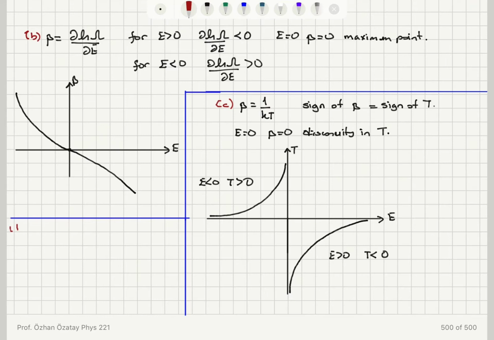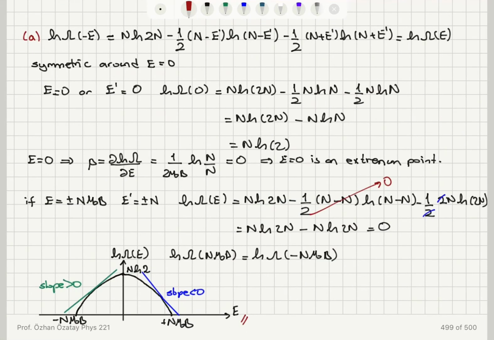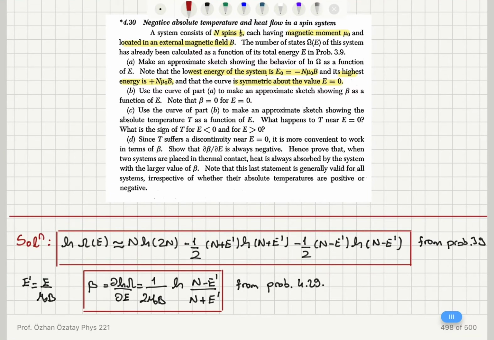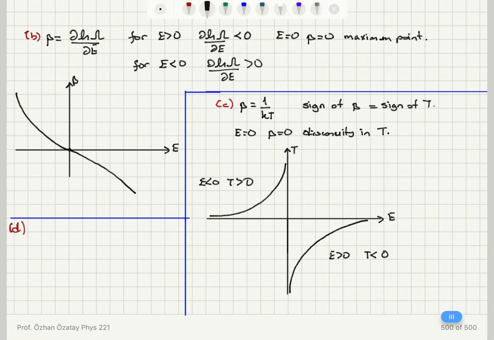Let's talk about part D here. Since T suffers a discontinuity near E equal to 0, it's more convenient to work in terms of beta. Show that del beta del E is always negative, hence prove that when two systems are placed in thermal contact, heat is always absorbed by the system with the larger value of beta. This is always true whether the absolute temperature is positive or negative. Okay, so I'm going to check the derivative of del ln omega del E. Beta is equal to del ln omega del E.